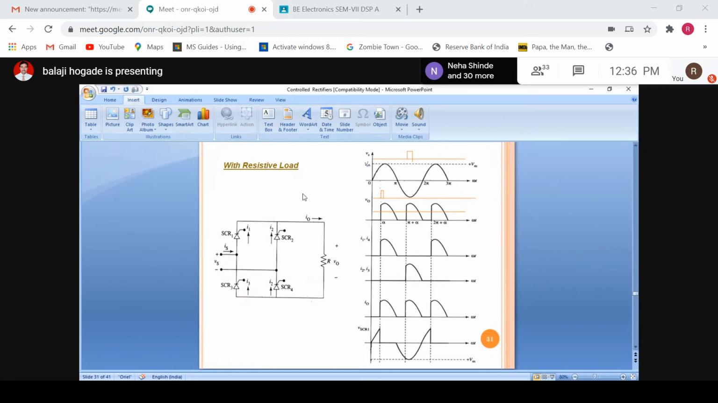How will you derive this? V0 is equal to 1 by pi integration from alpha to pi Vm sin omega t d omega t. And after simplifying this integration from alpha to pi of Vm sin omega t d omega t, you will get the average output voltage equation as V0 is equal to Vm by pi into 1 plus cos alpha. It is very similar to the circuit with center tap configuration.